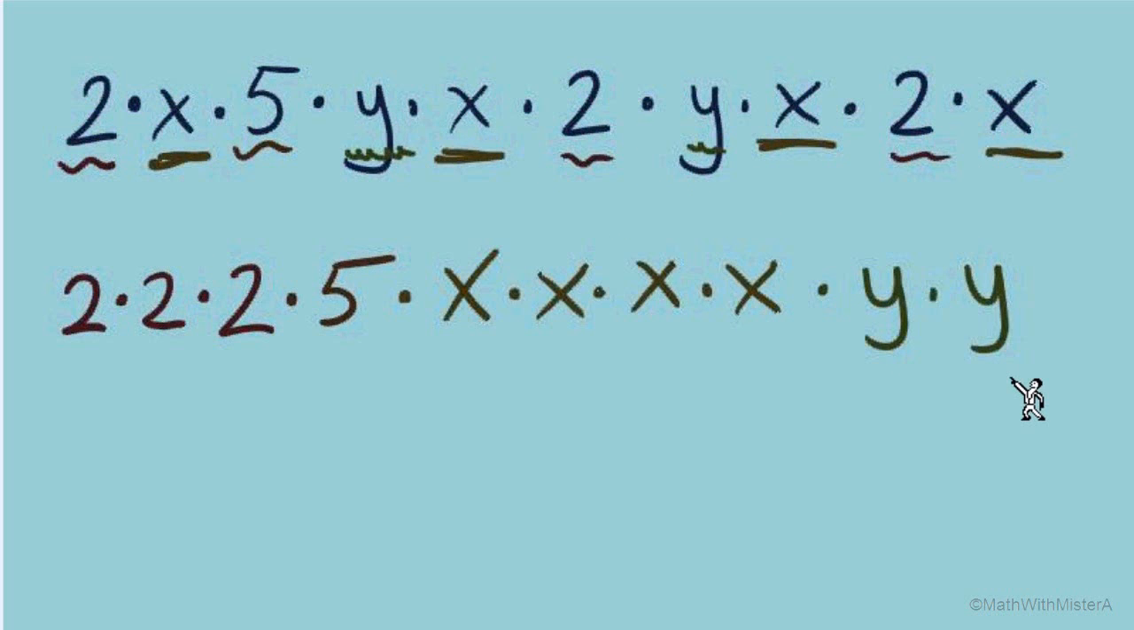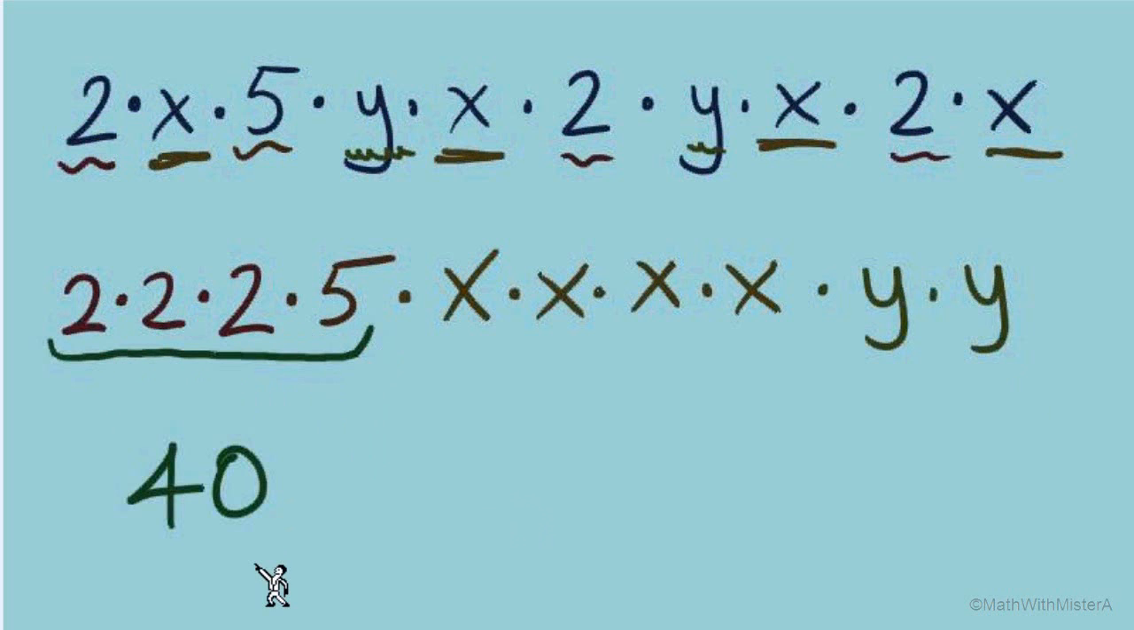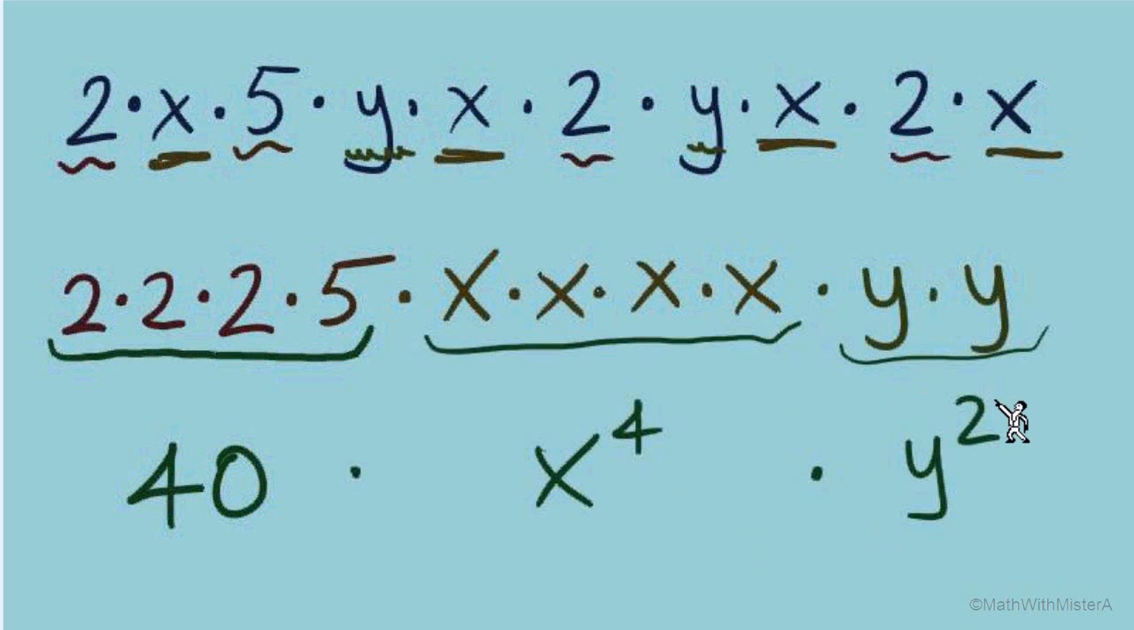So I've rearranged into a way that's better for me to continue doing this multiplication. I'm going to multiply all these numbers together. 2 times 2, 4, 4 times 2, 8, and then 8 times 5, 40. What should I do with these 4 x's all multiplied together? Well, right now they're in expanded form. Let's put them into exponential form, x to the 4th. And we'll do the same with the variables, y squared.